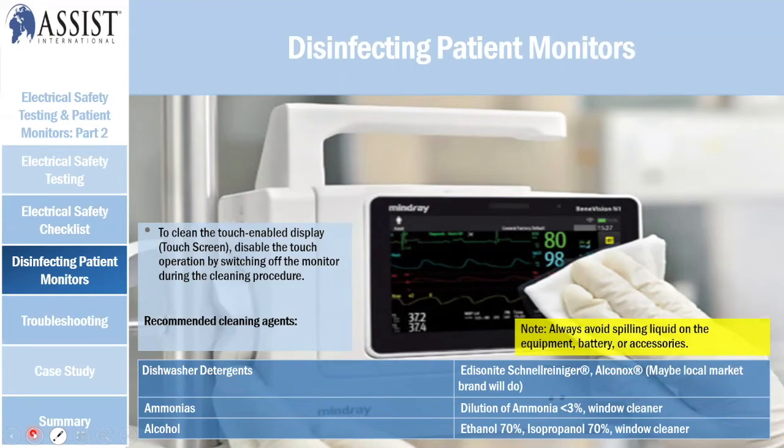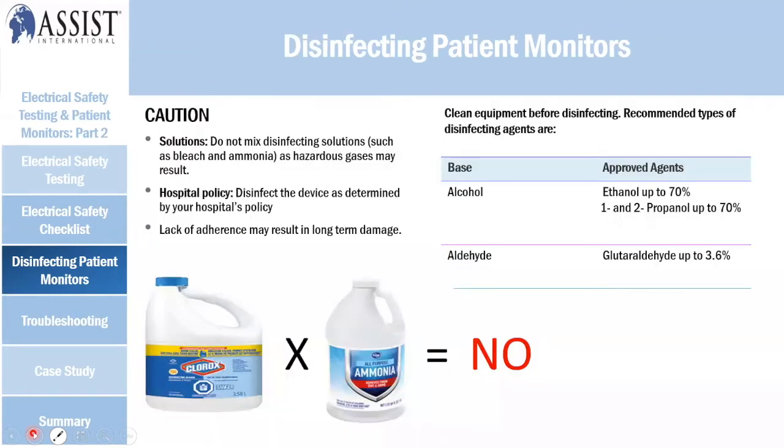Always remember, do not spill the liquid into the equipment, battery or accessories. Sometimes this can damage the equipment and can damage the battery lifespan. And always remember, do not mix Clorox and ammonia. This can cause an unpleasant smell and can give you a respiratory issue. So be careful with that, and always follow the hospital policy on the type of detergent used in the hospital.